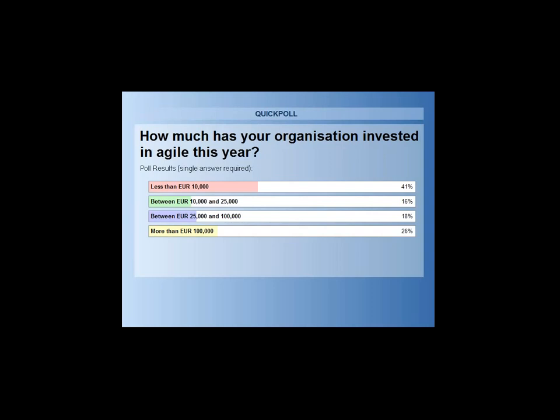Now, if you're spending more than 100,000, what are you expecting to get back from it? Because obviously you're going to need to get a lot more than your 100,000 back, and this is why when you write a business case, you're going to need to tell the people that are signing it off what you're going to get from Agile and why. And this is why you can't just say, oh, I think it's a good idea.